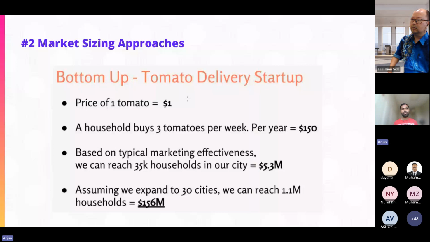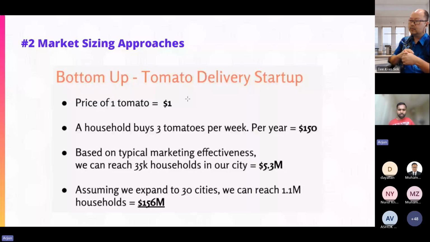And then you identify, okay, based on the capacity I have, based on the resources I have, I can cover 35,000 households in your city, which means in a year you can get a revenue of $5.3 million. So that is your target market. And then if you expand this to 30 cities, then probably you can reach 1 million houses, with which you can reach revenue potential of $156 million. That would be the serviceable, addressable or available market. So this is how you do the top down and bottom up.